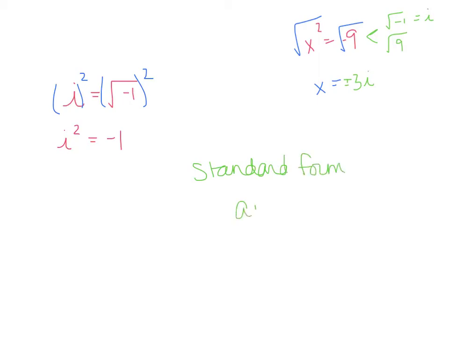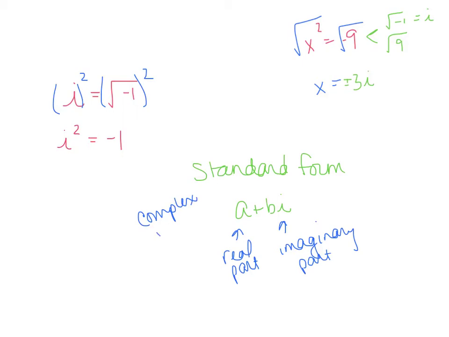So the next progression would be standard form for a complex number. And that is going to be a plus bi, where a represents the real part and bi represents the imaginary part. This is how we get our complex number: it has a real part and an imaginary part, even though one part, it doesn't matter which part, could be equal to 0.